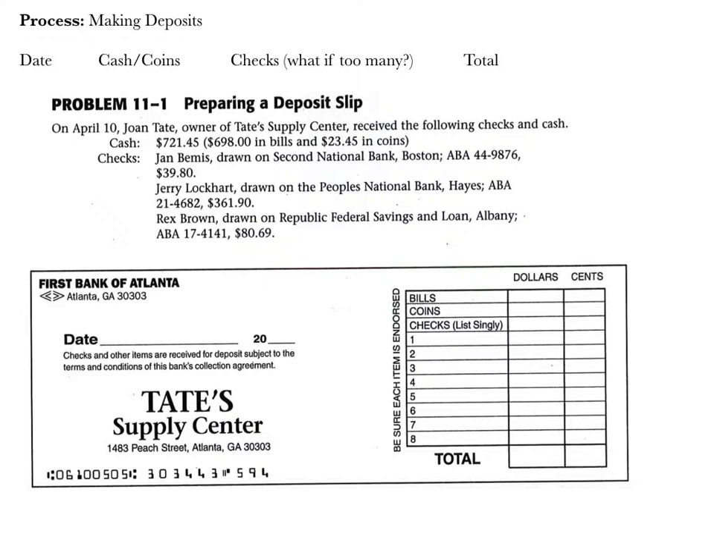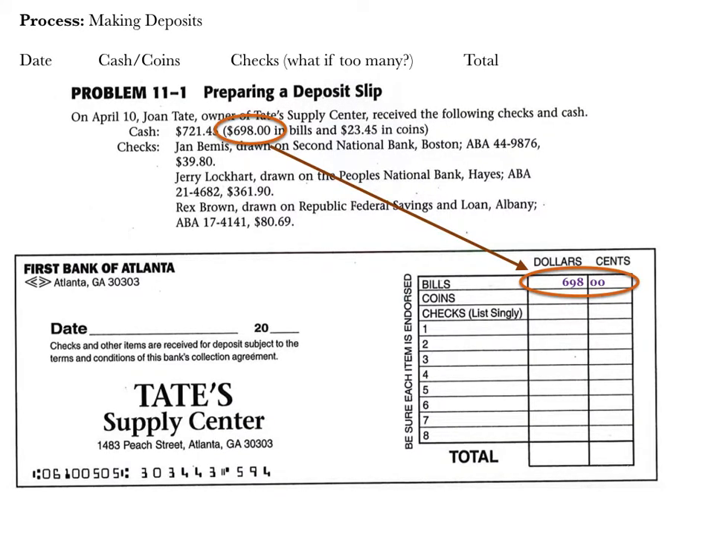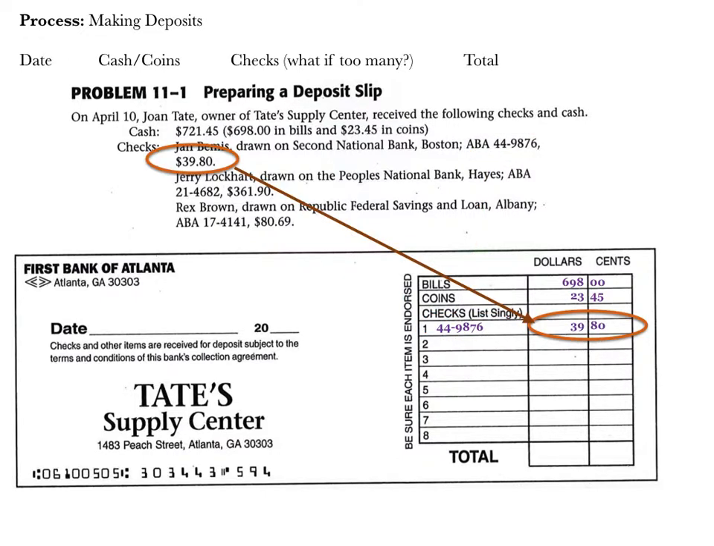So it says $721.45 total, but then it splits it out into how much bills and how many coins. So first, we're going to take the $6.98 and put it next to the bills. Then the coins, $23.45. Now, we're going to list each of the checks, and we're going to list the ABA number, which we'll talk more about when we look at a diagram of a check. But in this case, ABA 44-9876. And we're going to list the amount that goes with that check. So $39.80.